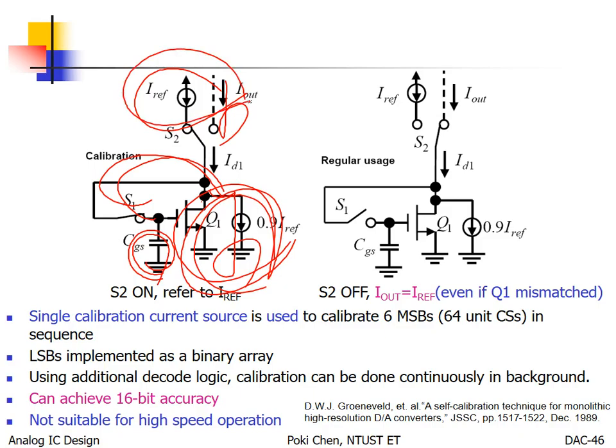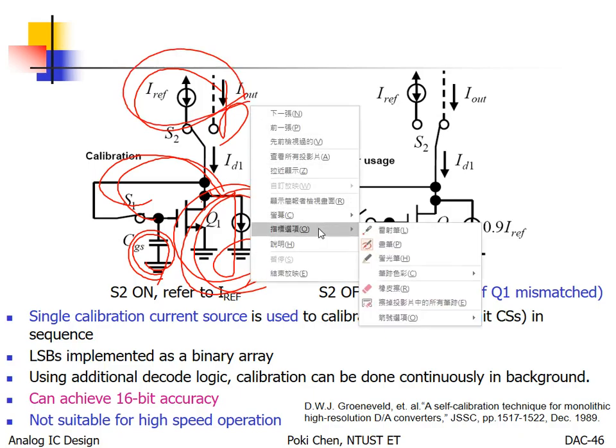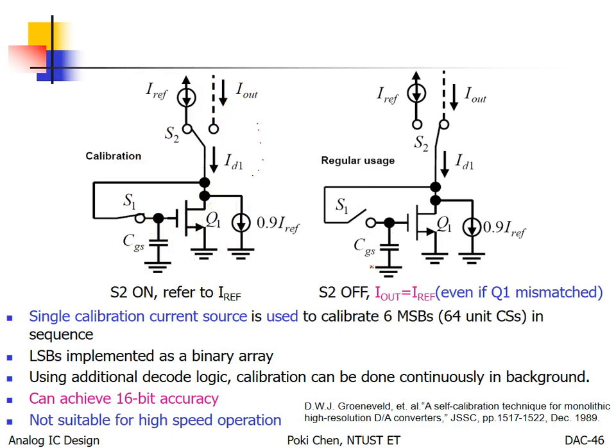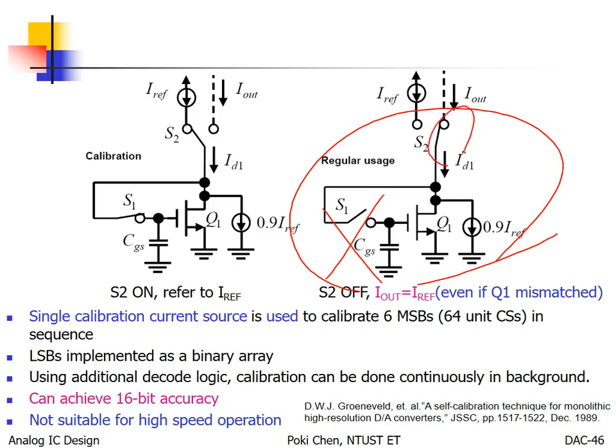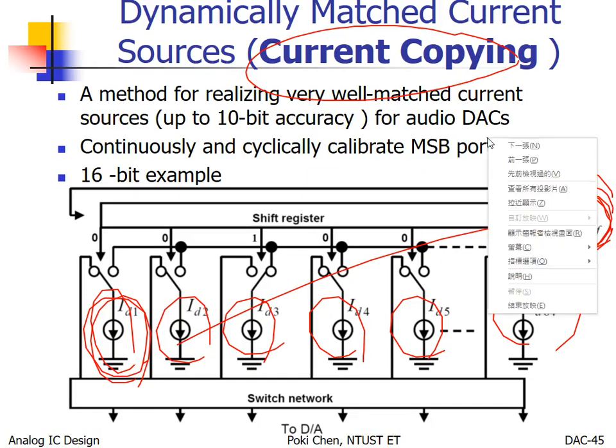And then you can go for real operation. It means cut it off, and then you connect your current source to the real output. That's it. All right. And let's go back to the original structure.